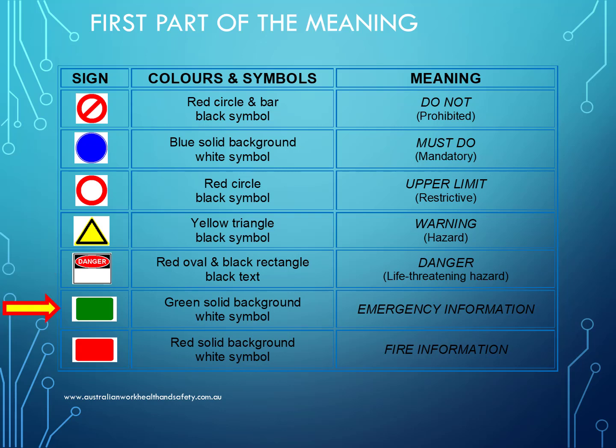Emergency information is always on a sign with a solid green background. Think of first aid kits, first aid rooms or first aid officers. On their clothes or equipment will be a solid green background with a white cross. Fire signs always have a solid red background. Think of portable fire extinguishers, fire hoses or fire blankets. These all have signage with a solid red background.